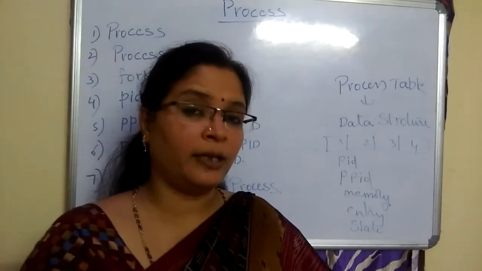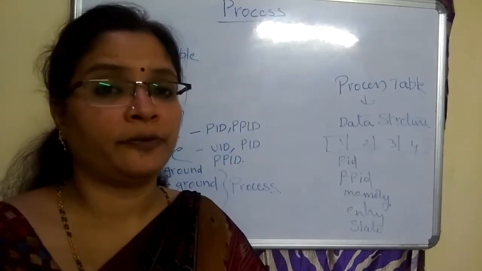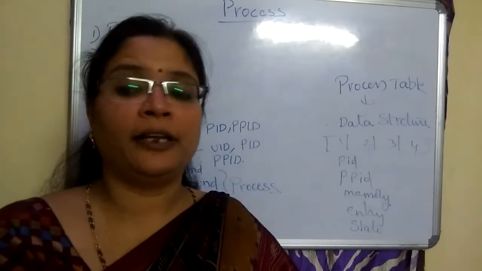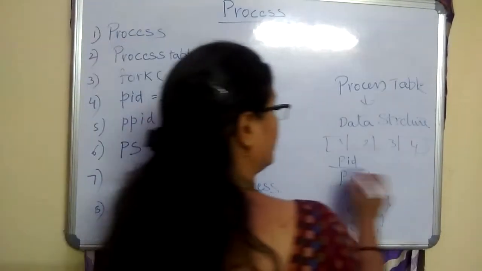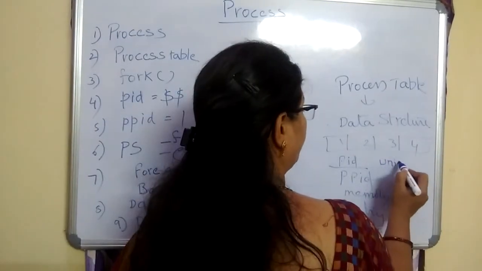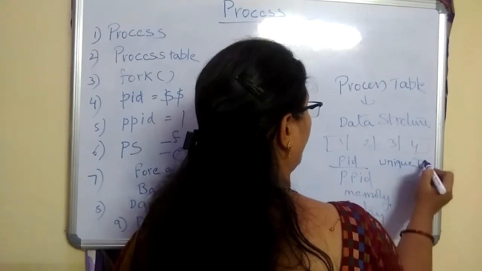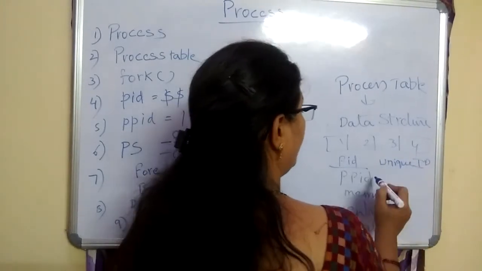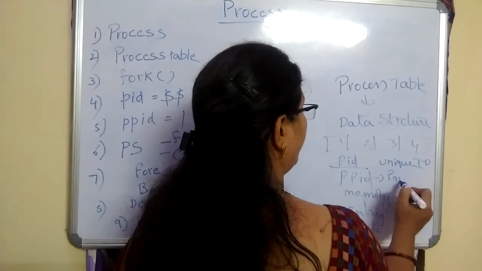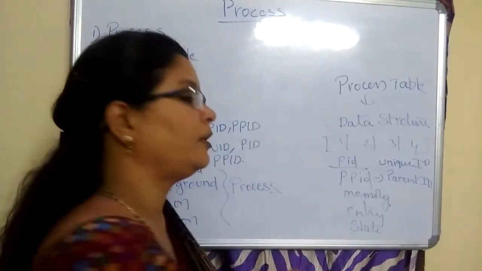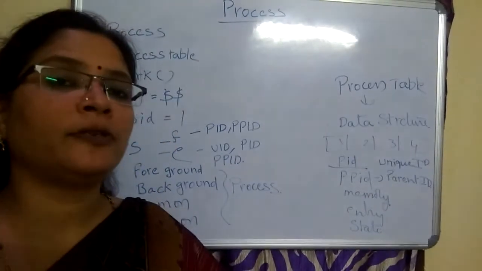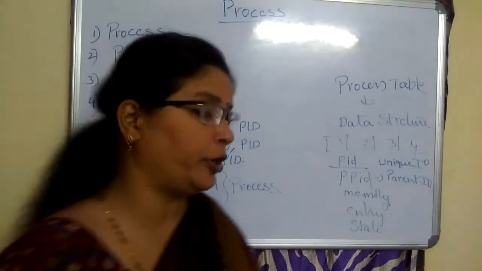In the Linux operating system, each and every process which is currently running is given a unique identification number that is called the process ID. It's a unique ID. PPID stands for parent ID. And the next one, memory. What is the meaning of the memory? While running the process, how much memory it is going to utilize.